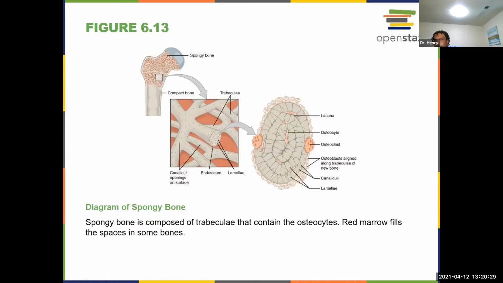Okay, so here, this is a diagram of the spongy bone. So spongy bone is the component, at the end, where we have like a cartilage and stuff like that. At the end of that, we have what we call that spongy bone.